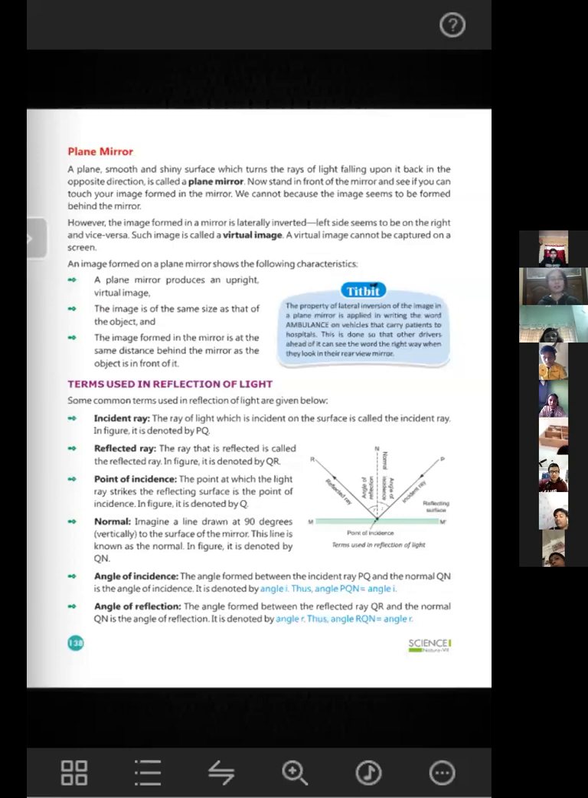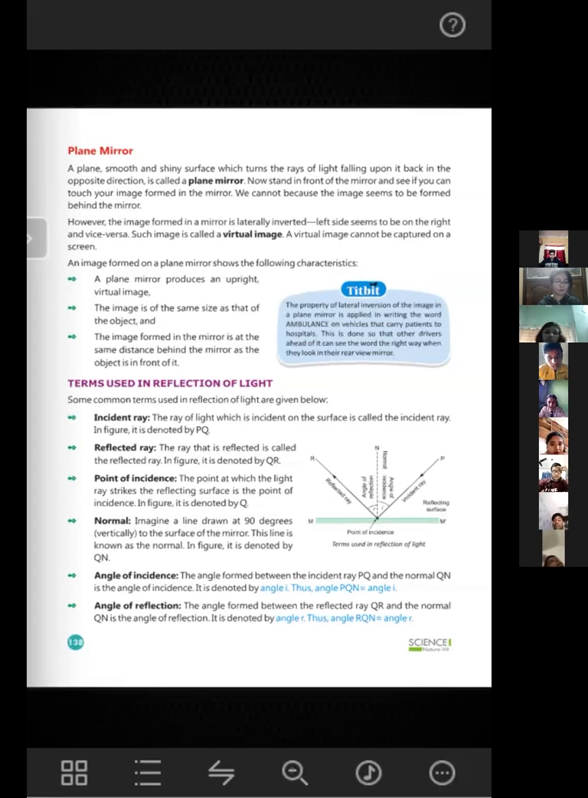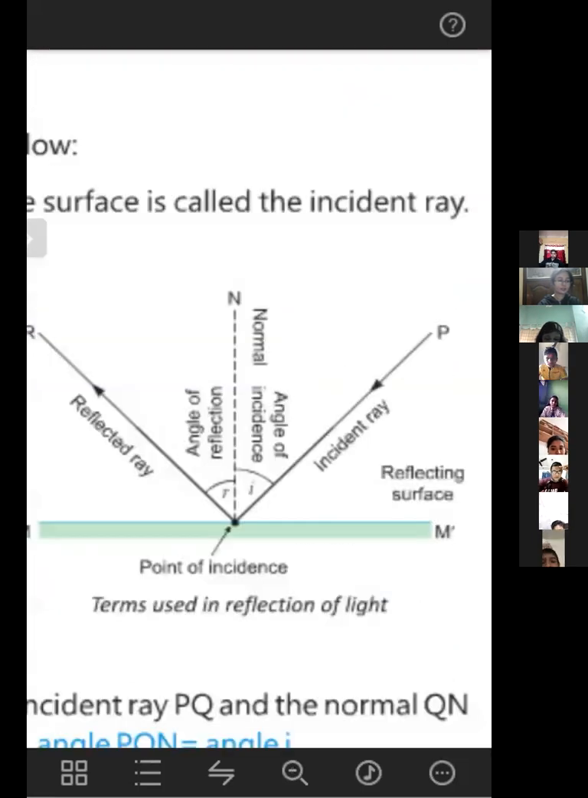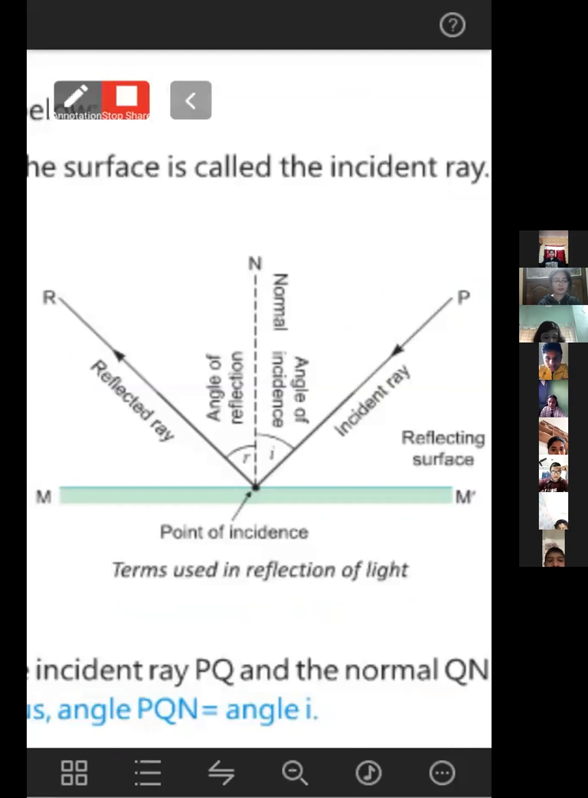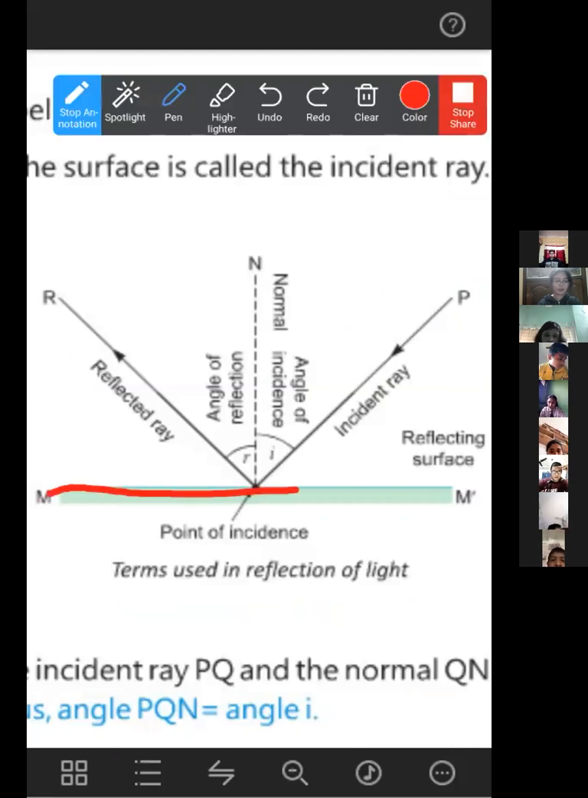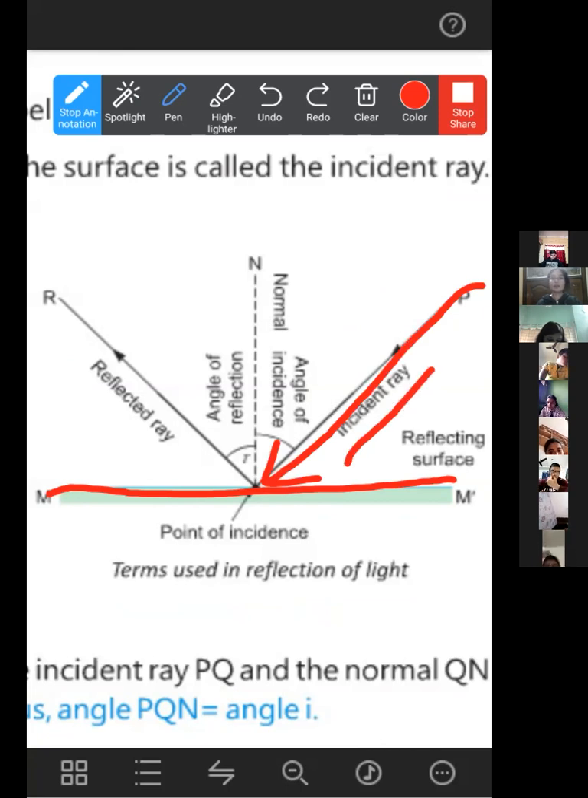The terms are incident ray, reflected ray, point of incidence, normal, angle of incidence, and the angle of reflection. Here I'm just zooming in on this picture. Here you can see the light ray that is falling on the smooth surface. That will be called the incident ray. You can see the name is given here. So the light ray that is falling on the surface is called the incident ray.